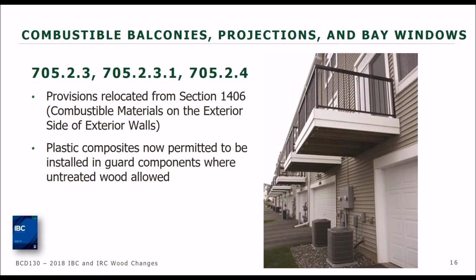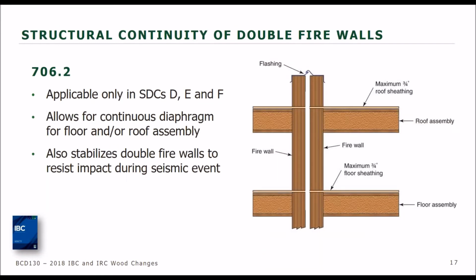This provision has to do specifically with combustible balconies, projections, and bay windows, in that it was relocated to Chapter 7. So it used to be in Chapter 14 under combustible materials of exterior side and exterior walls, and then just been relocated to Chapter 7 in the fire protection chapters. That's the only clarification here, a relocation of this section. And also the inclusion of plastic composites are now permitted to be installed as guardrails where untreated wood was allowed.